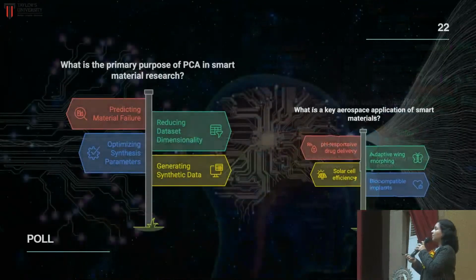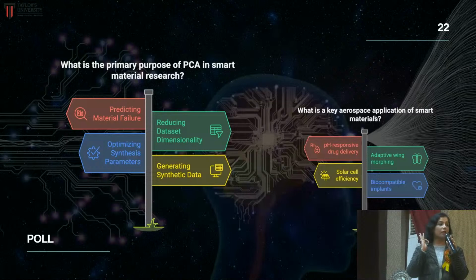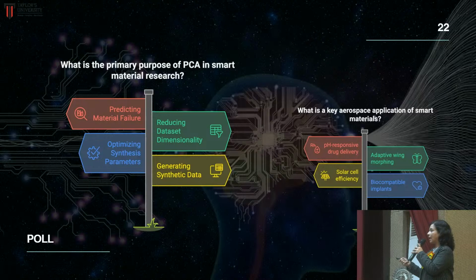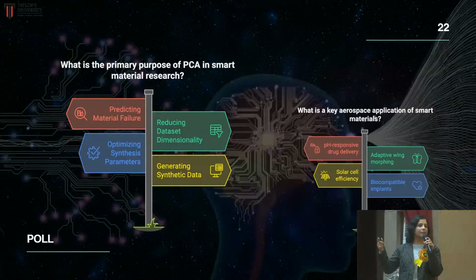Now, what is the primary purpose of PCA in smart material research? You just need to think about it. We have the 4 options here: predicting material failure, reducing data set dimensionality, optimizing synthesis parameters, generating synthetic data. So what do you think would be the answer? If anybody wants to answer, what are we doing here?